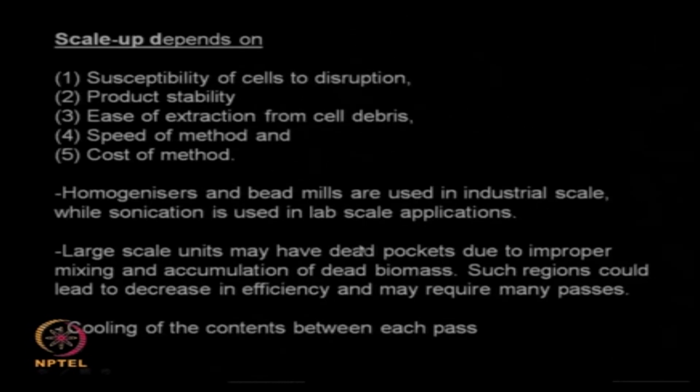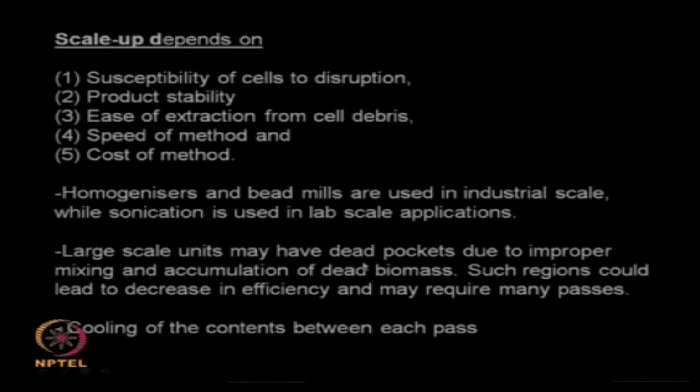but then you cannot use all these techniques for large scale applications. So if I am looking at scale up from lab scale, I need to see susceptibility of cells to disruption, product stability, how easy it is to extract from cell debris, speed of the method, how fast I can do this type of operation, and what is the cost of the method. That is why mechanical methods like homogenizers and bead mills are used in industrial scale, while sonication is used more in the lab scale.